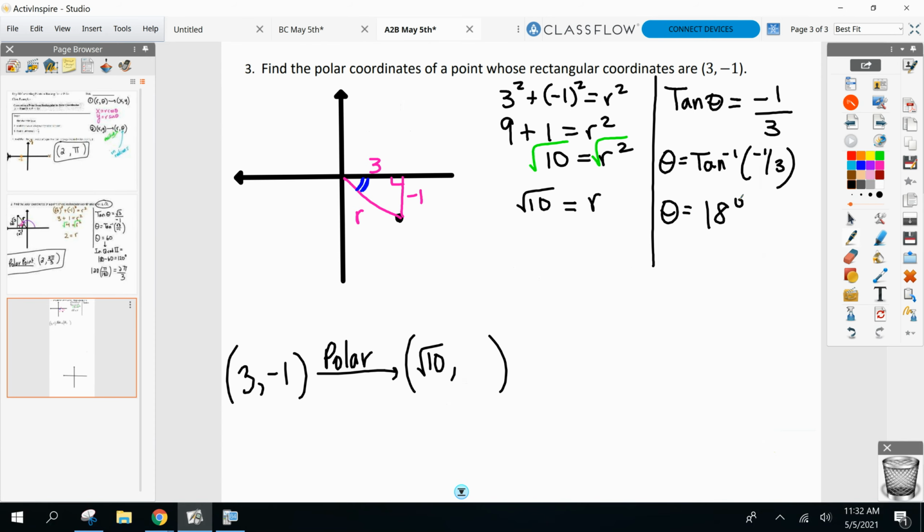Okay, 18 degrees. Again, that's not the angle I want. I want an angle in the fourth quadrant. Somebody find me, knowing the reference angle's 18. I'll give you a couple minutes. Knowing the reference angle's 18, what's the angle in the fourth quadrant?